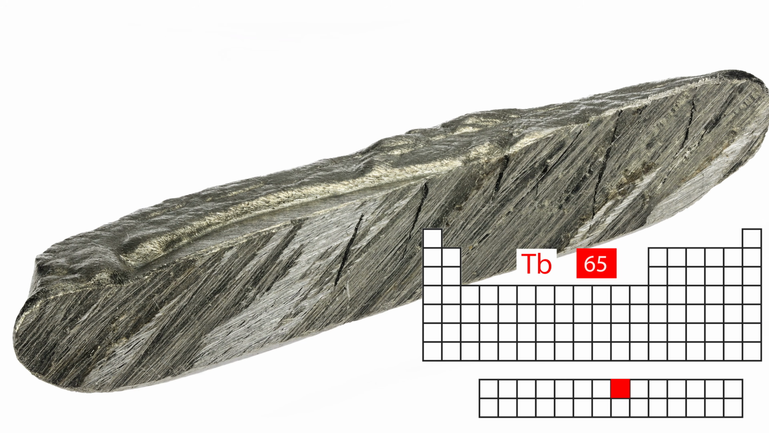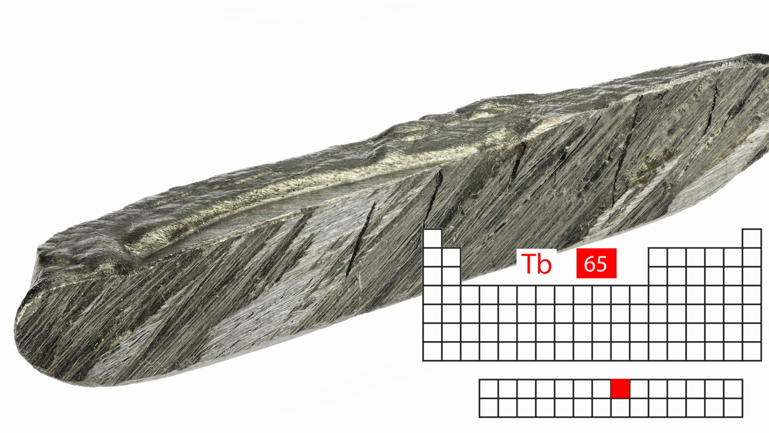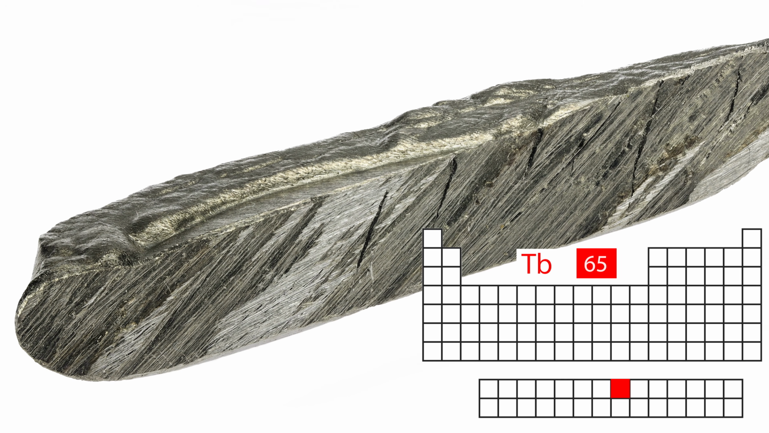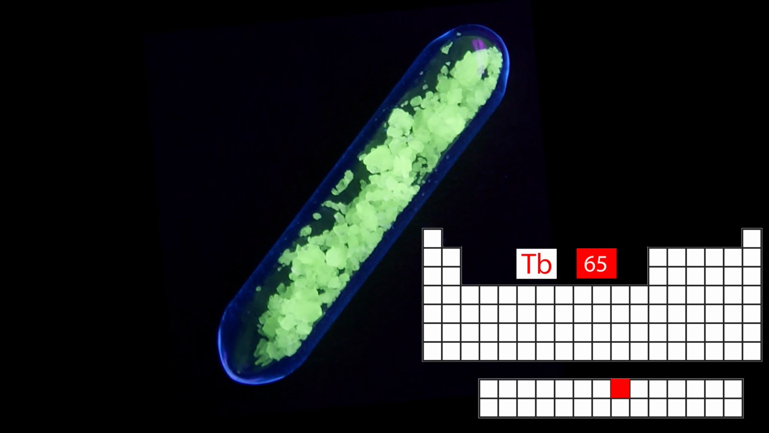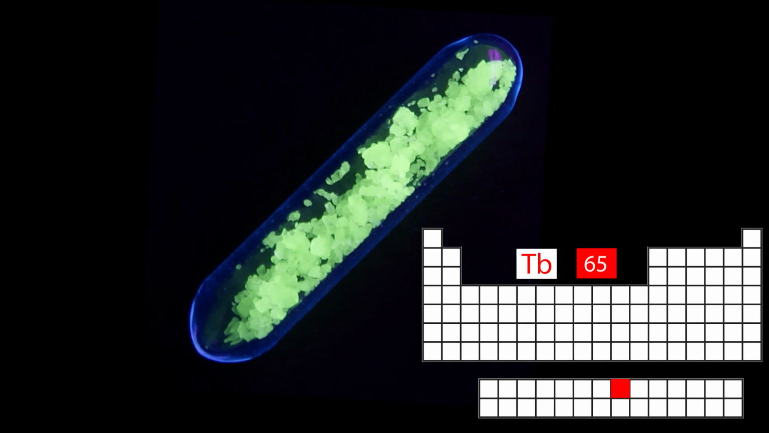Element 65 is called terbium. It creates the green phosphors in TV screens and fluorescent lamps. Here's a fun fact. Another element discovered in the famous Ytterby mine in Sweden.